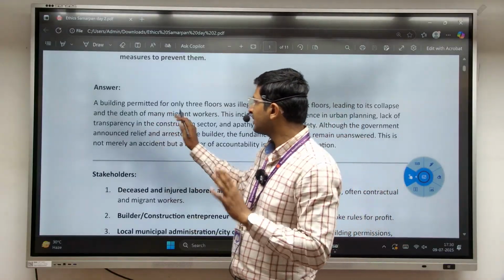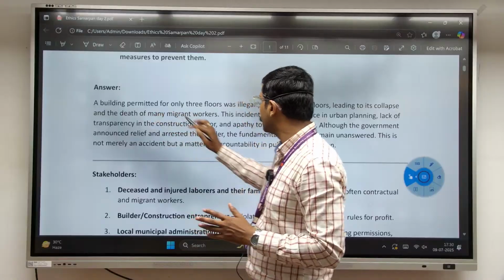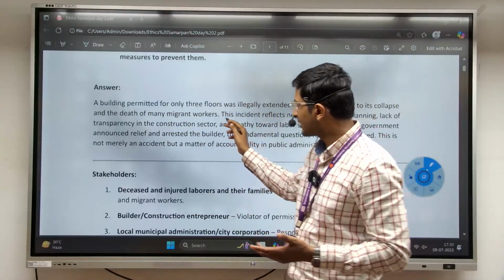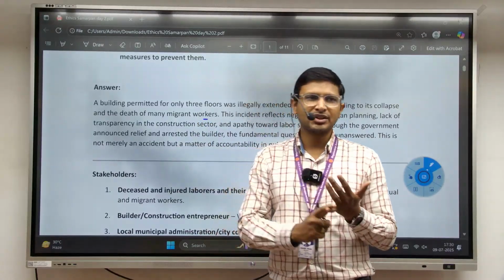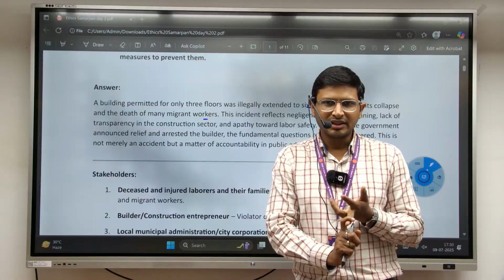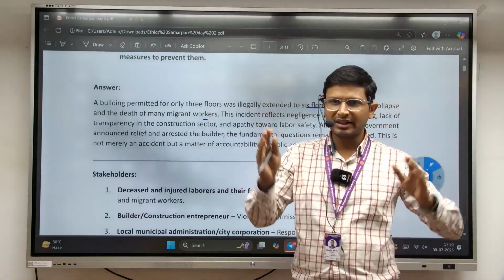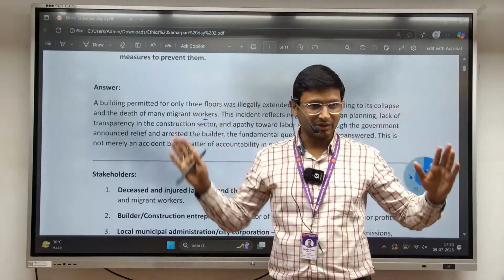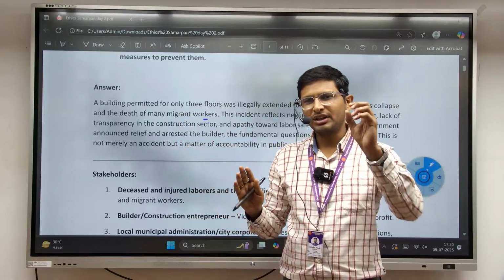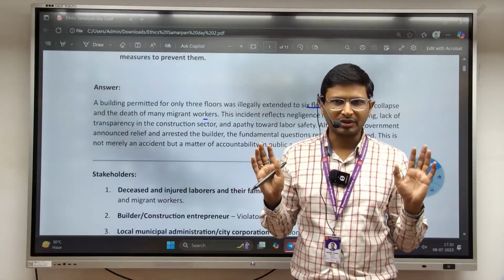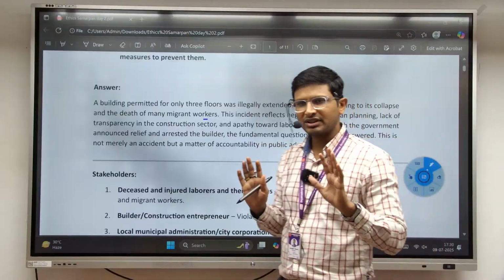So the introduction is very simple, where you are giving just like the building permitted for 3 floors, 6 floors that happened, migrant worker death had happened. Here the compassion and empathy is compromised, the right to life under Article 21 is getting violated. All these things you will write in the introduction. I have given so many things in the introduction, but you cannot write that much. Max to max, 25 to 30 words, that much you can write in 5 to 6 lines. Around 30 words of introduction you are writing.